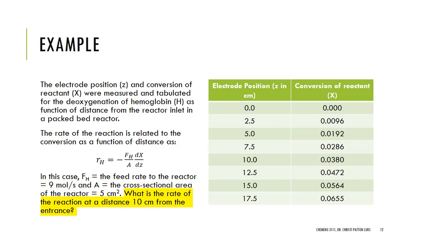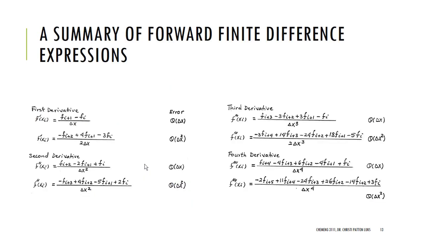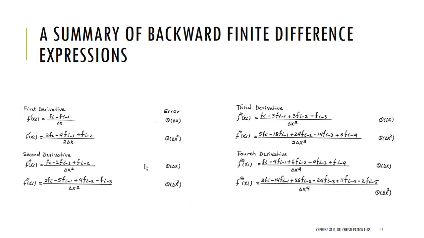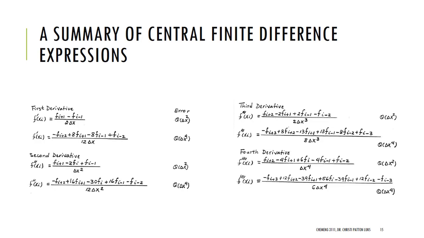And we want to know what the rate of the reaction is at a distance that's 10 centimeters in from the entrance. And they measured at various positions in this little reactor. They measured the conversion. So it started out with none of the material had been converted, had turned into product. And by the time it left, 6.5% of the material had been turned into product. So let's now solve this. And we want to, again, use estimates for the first derivative. We can use forward differences, backward differences, or central differences.